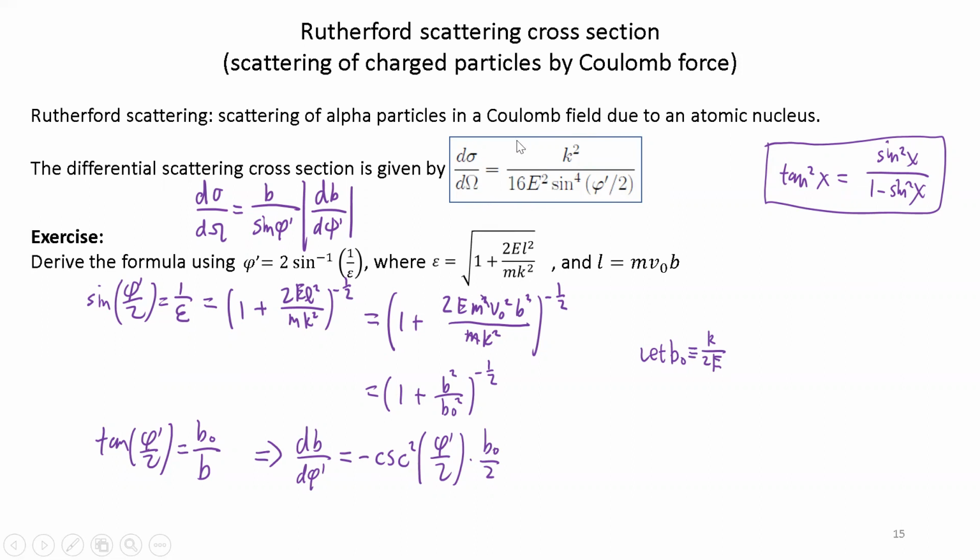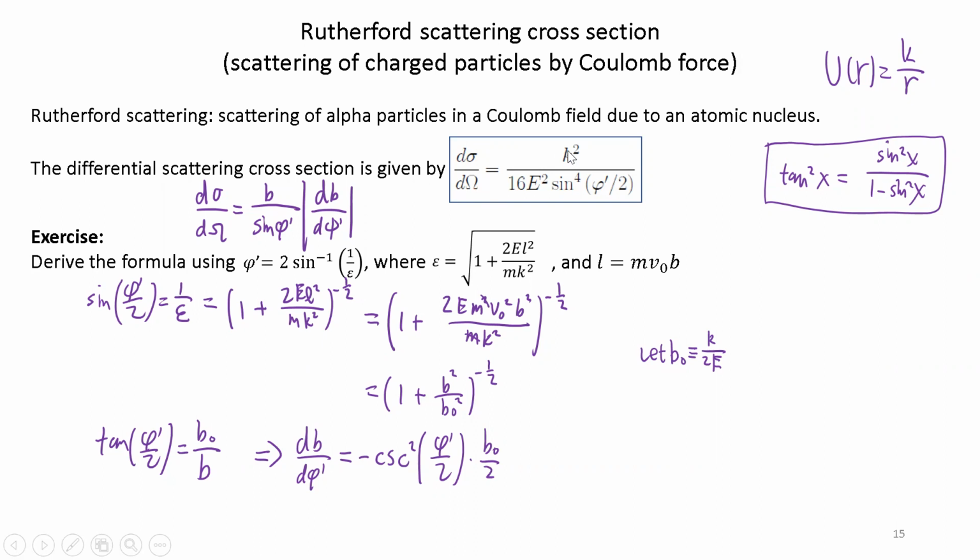If we look at the final result over here, it will depend on k squared. So what is k? Remember, k is from the Coulomb potential, which is given by k divided by r. So it makes sense that it depends on k. A larger k means a stronger force, and a stronger force eventually leads to a larger differential scattering cross section.